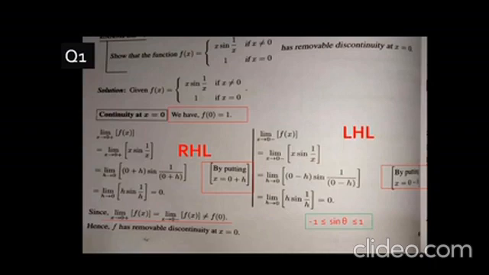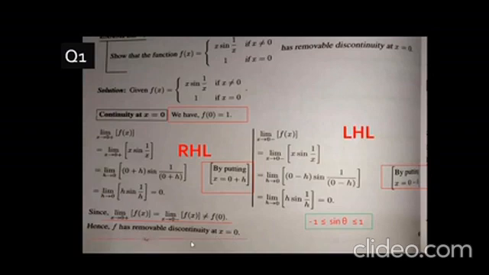And the same thing we can see in this example also. Limit x tends to 0 plus f(x) is equal to limit x tends to 0 minus f(x), but it does not equal f(0). So the function has a removable discontinuity at x equal to 0.